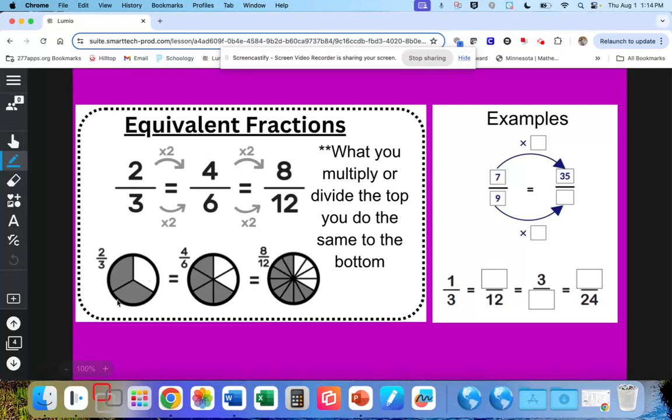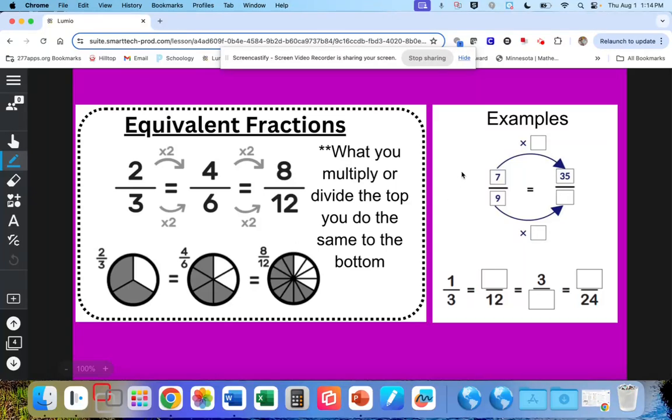If we look at our drawings, you can see that 2/3 and 4/6 is the same amount of the circle shaded. I can take my 4/6 and times those by 2 and get 8/12. If I draw that out, you'll see again that 8/12 is the same thing as 2/3.